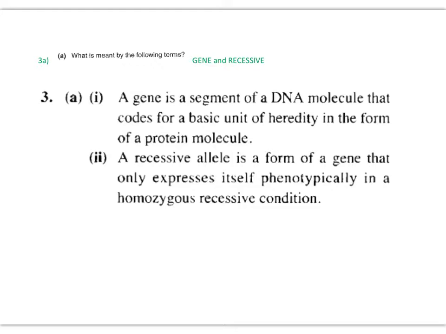Okay, question 3. Question 3 is a definition question. You must score for this kind of question. So what exactly is a gene? We're looking at a segment of a DNA. You can talk about the 3 bases coding that codes for one amino acid that will eventually form the protein. So let me just write it down. You can talk about one codon.